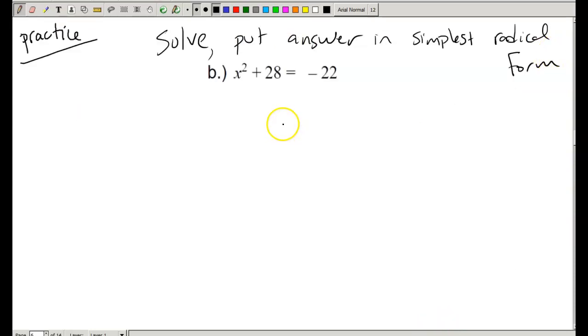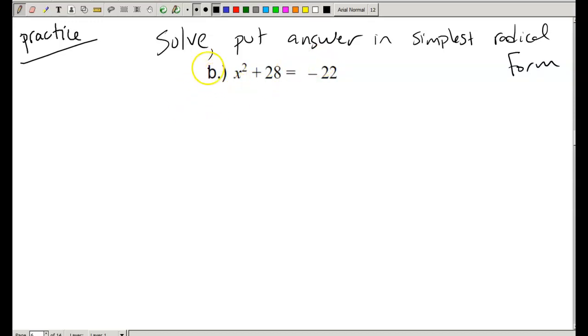All right, so I want you to practice this problem as well. So this is like the first example that we did. Solve this equation, and then put your answer in simplest radical form like we did in 4.5. So again, if you want to pause and try, go ahead and do that.